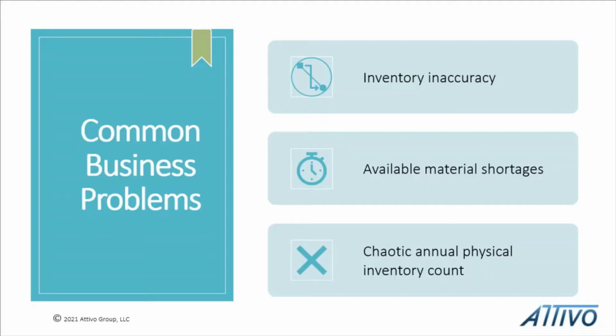Today we're going to learn about common business problems associated with inventory counting and how these can be solved using SAP Business One. Do you struggle with inventory inaccuracy, such as not knowing how much inventory you have at a given point in time? Are you unable to fill customer orders because inaccurate inventory levels have caused available material shortages? Or do you dread your annual physical inventory count because it only opens the floodgates to more inventory-related issues? If you are experiencing any of these common business problems, you are likely not performing periodic inventory cycle counts.